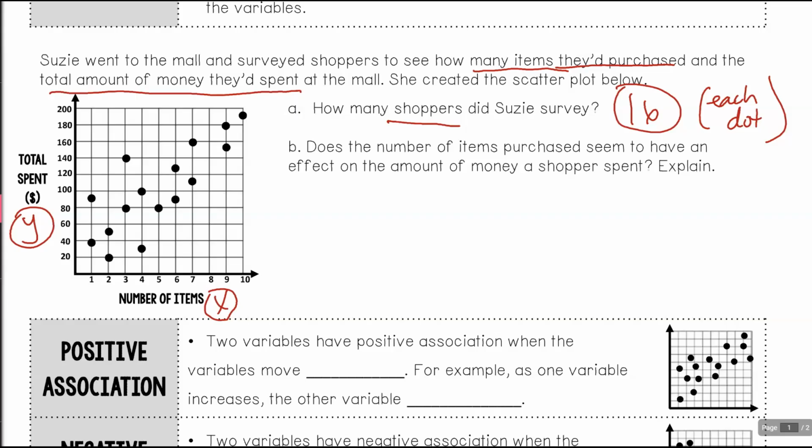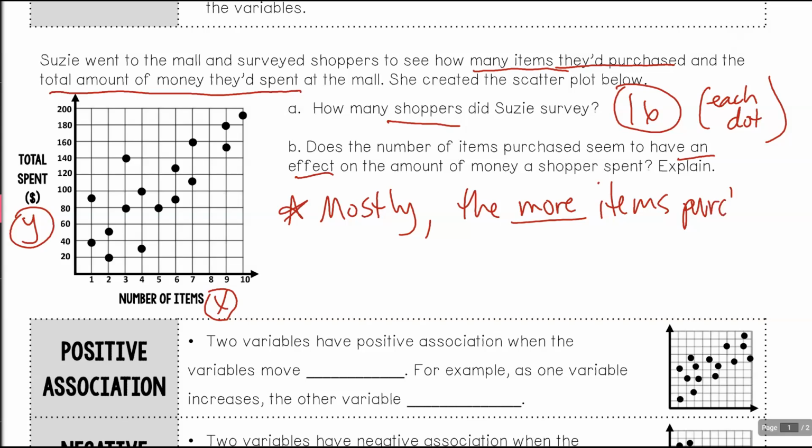And then it says, does the number of items purchased seem to have an effect on the amount of money the shoppers spent? That's the biggest thing. So if you look over the number of items, if I look at my X and look at my Y, it seems as though we have a trend and it looks like it's going up, right? As the number of items increases, so does the total amount of money spent. So for the most part, mostly is what we can say, the more items purchased, which is your X value, the higher the total cost, which is my Y.